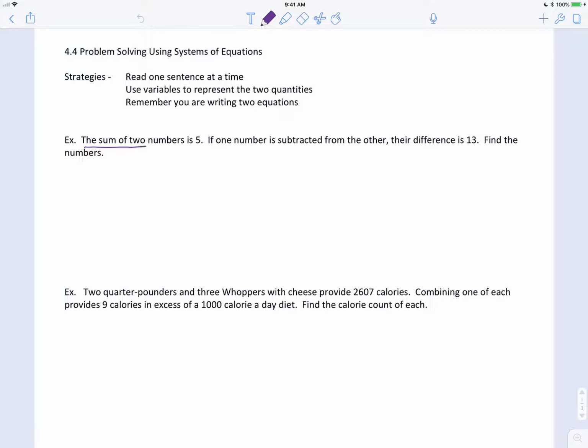The sum of 2 numbers is 5. Okay, well, we don't know anything about those 2 numbers, so we're going to have to use variables. So we can just say x is one number and y is going to be the other number, okay? So sum, that means to add. So our first one is just going to be the sum of 2 numbers. So x plus y has to equal 5, okay?